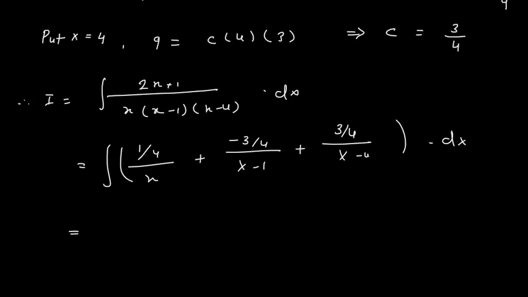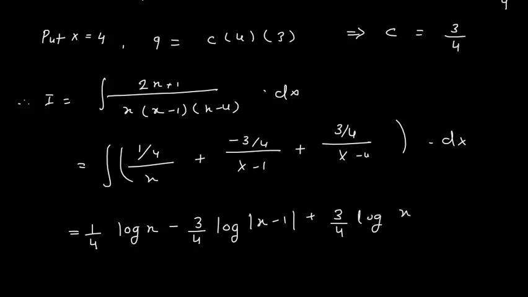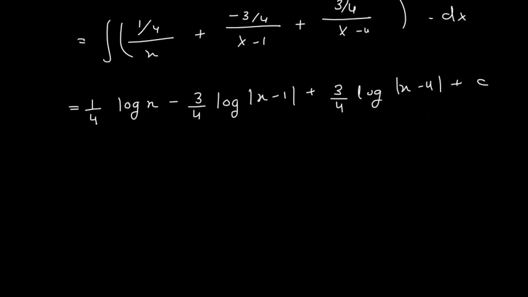So this is equal to 1 divided by 4. Integration of 1 upon x is log x, minus this is 3 divided by 4. It is log of x minus 1, plus this is 3 divided by 4. It is log of x minus 4, plus c. Okay, so this is your answer. Now this x also you can keep in mod. 1 divided by 4 we can take common throughout.